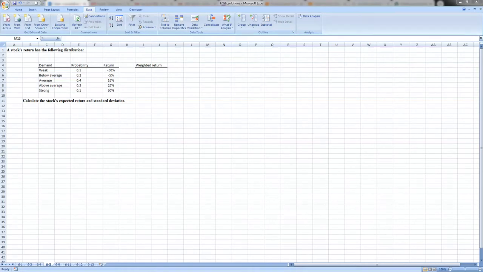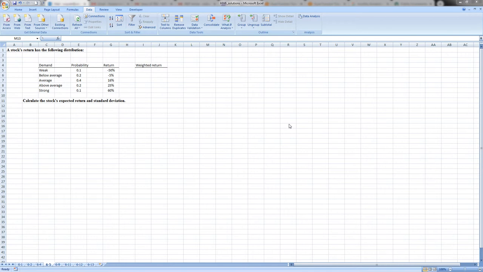For 6.5, the stock's return has the following distribution, and you're asked to calculate the stock's expected return and standard deviation. Now, some of you may just think you can use the standard deviation function, but that's not going to get you the correct responses. You've probably found out if you tried that approach.